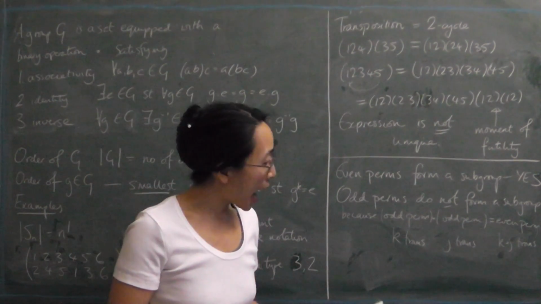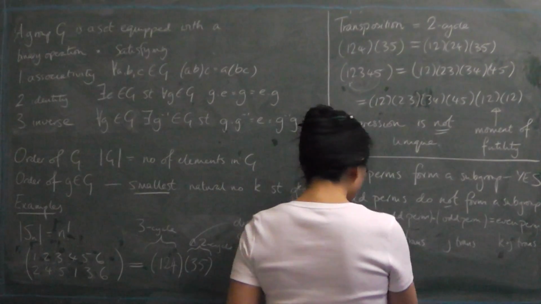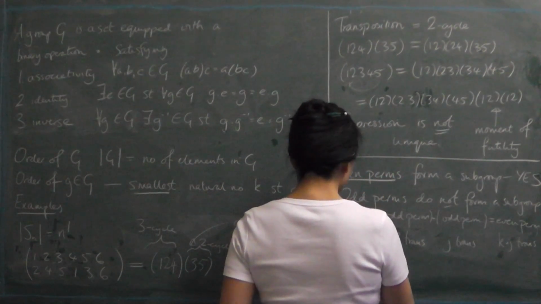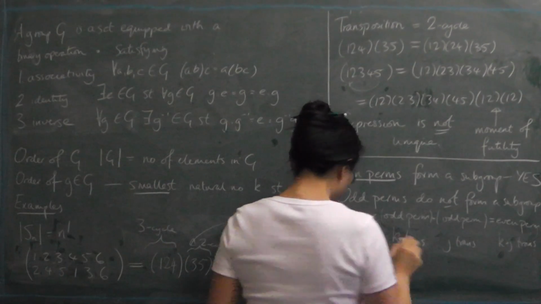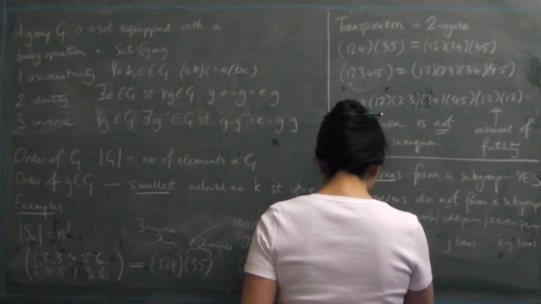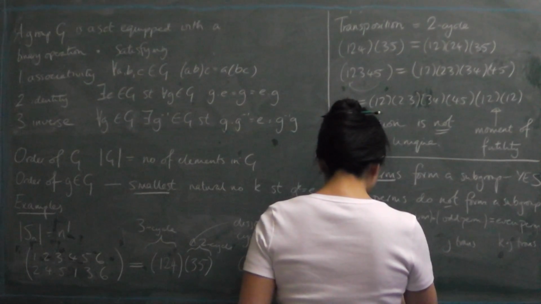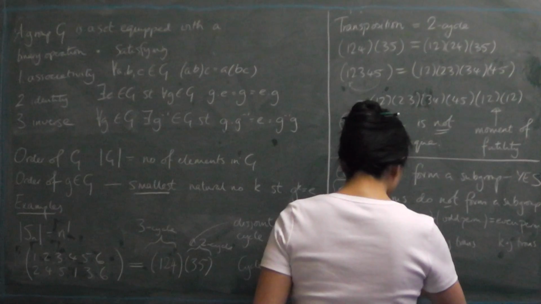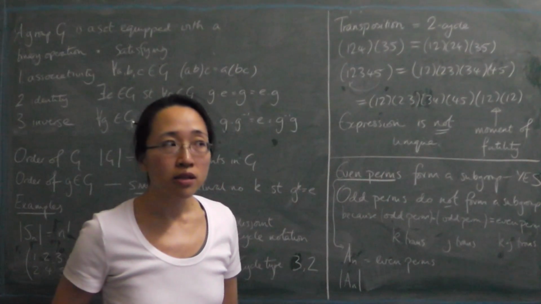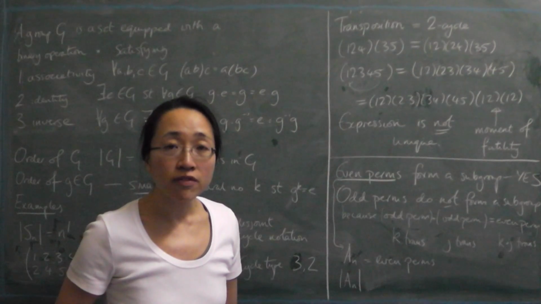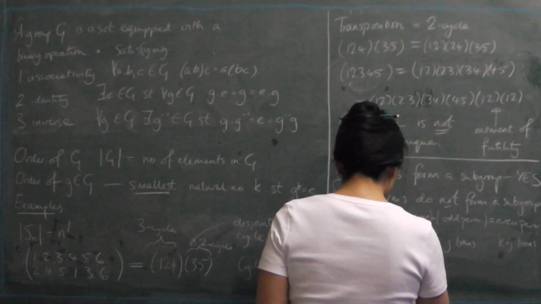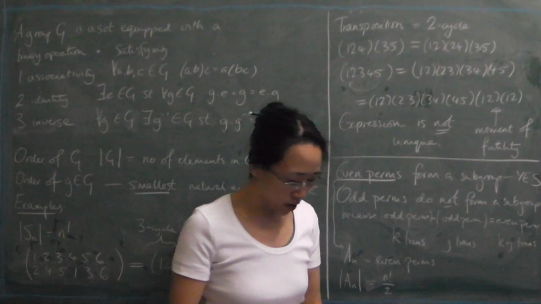Right. How many? A_n is the even permutations. The even permutations, that's A_n, the alternating group. And how many elements are there in A_n? Well, there's exactly half even permutations and half odd permutations. So the answer is n factorial over 2.